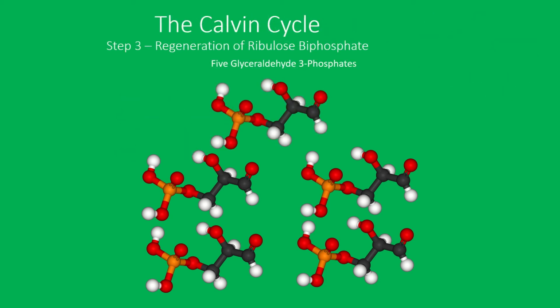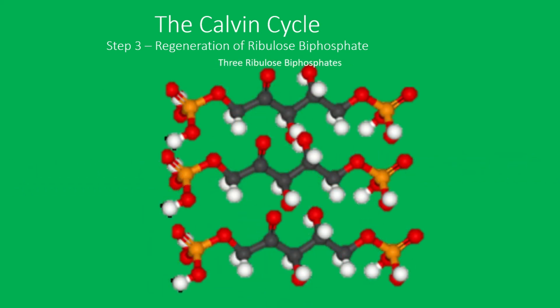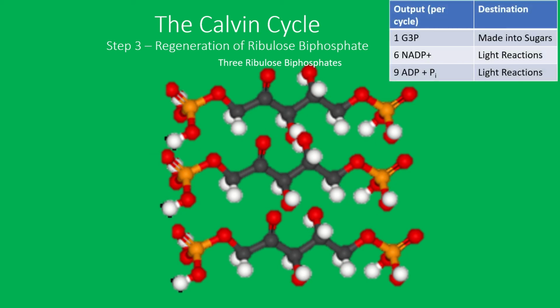So the last step of the Calvin cycle is the regeneration of ribulose bisphosphate so the cycle can start over. 5 G3P molecules will combine with 3 ATP molecules to help build 3 ribulose bisphosphate molecules. This allows the Calvin cycle to begin again with more carbon dioxide. The outputs for the Calvin cycle are 1 G3P, which is made into sugars, 6 NADP+, 9 ADP plus inorganic phosphates, which are both sent to the light reactions to receive more hydrogen ions, electrons, and to be converted into ATP.